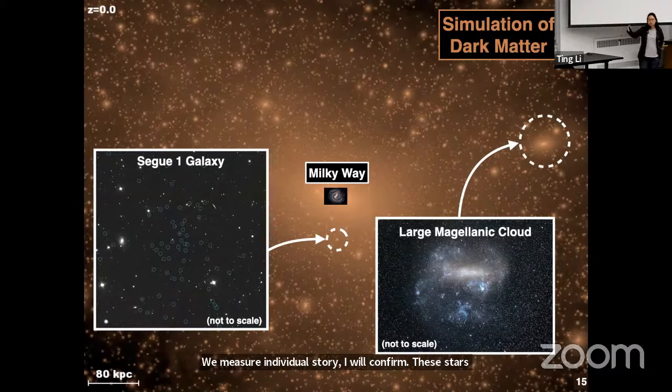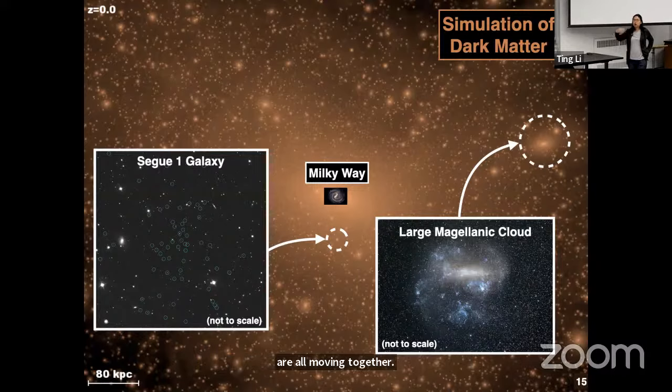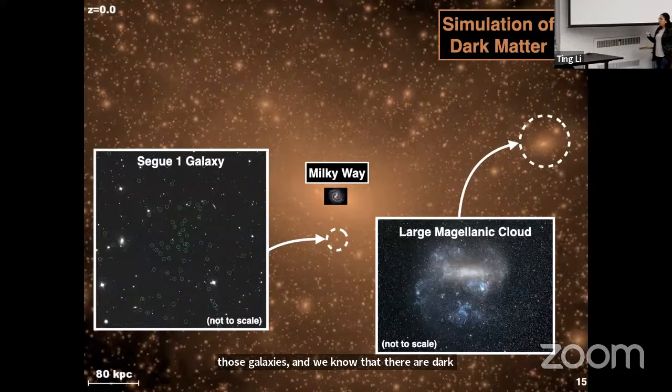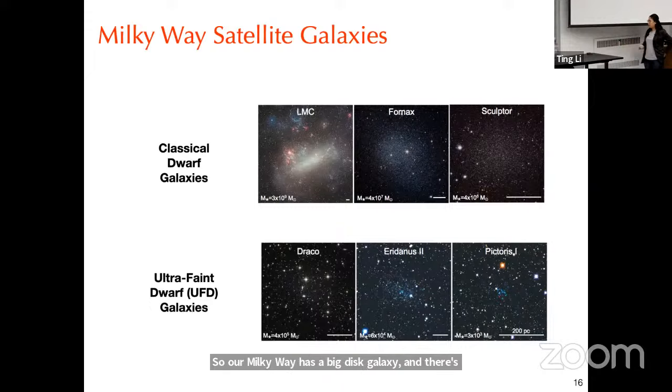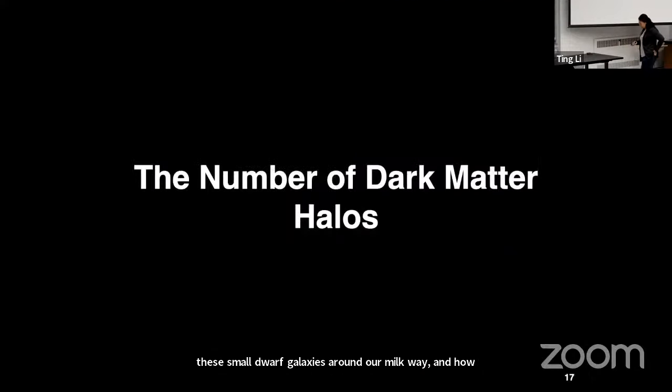We can also use kinematics to measure the total mass of those galaxies. And we know that they are dark matter dominated. So a lot of the science I do is with these galaxies. They are the satellite galaxies of our Milky Way. So our Milky Way has a big disk galaxy, and there are these small dwarf galaxies around it. And how we use them to study the nature of dark matter.